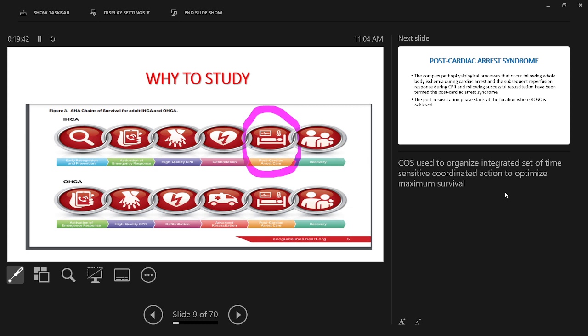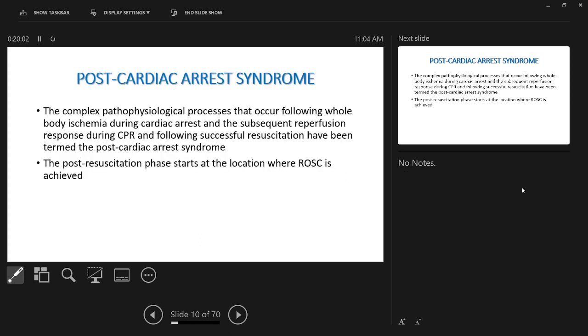So it is very important to optimize post-cardiac arrest care because it is part of the chain of survival, and you have to follow it strictly. The chain of survival is an integrated set of time-sensitive, coordinated actions to optimize maximum survival, so it has to be followed properly.